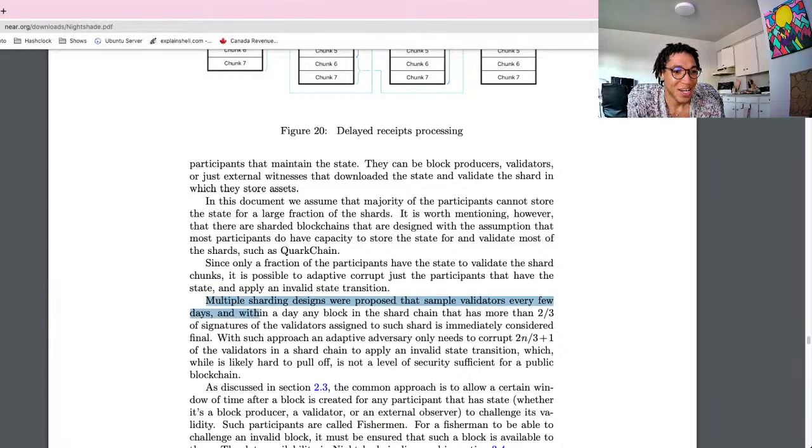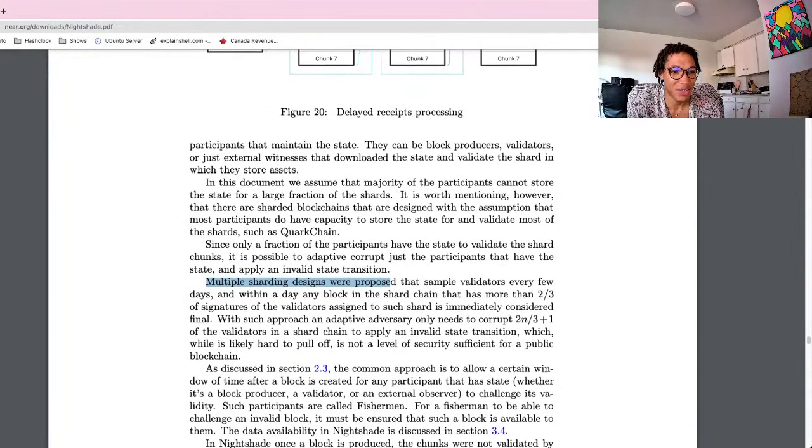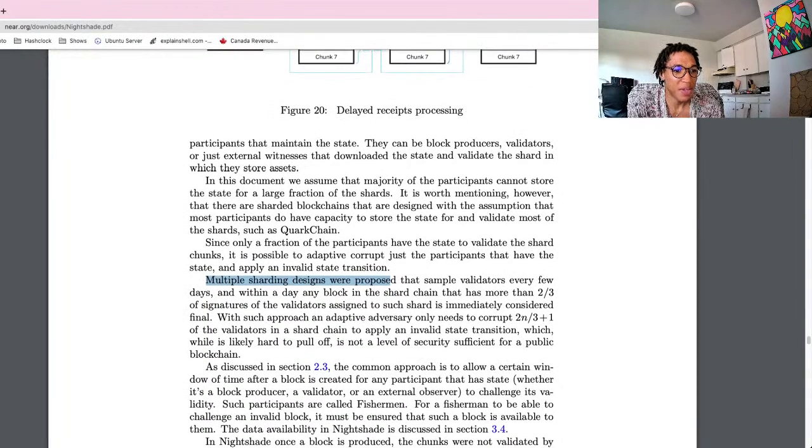Multiple sharding designs were proposed that sample validators every few days, and within a day, any block in the shard chain that has more than 2/3 of signatures of the validators assigned to the shard is immediately considered final. So using just randomly, if this random block has more than 2/3 of the weight, it's final.